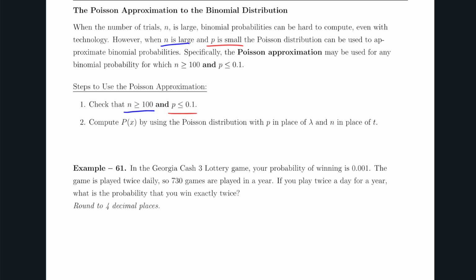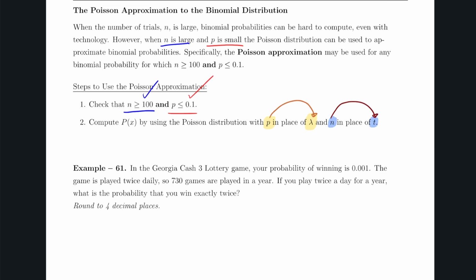is less than 0.1. So steps to use the Poisson approximation for a binomial: first, make sure, is the number of trials greater than or equal to 100? If that checks out, then see, is the probability of success of each trial less than or equal to 0.1? If so, we can use the Poisson distribution to calculate it, and what we'll do is, in the binomial we usually have a value p. The p replaces the lambda in the Poisson. The number of trials in the binomial will then replace the t in the Poisson formula.